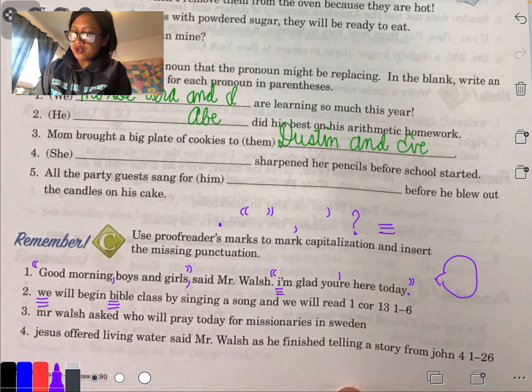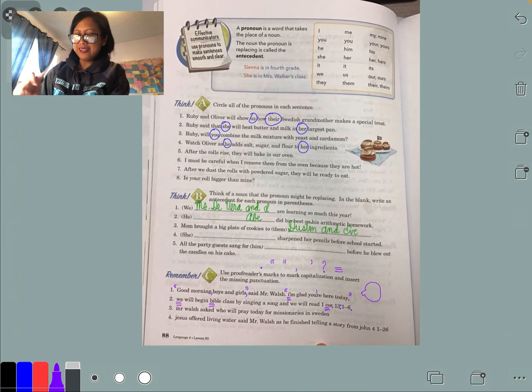We will begin by singing a song. Song doesn't need to be capitalized because I'm not naming a song. First Corinthians. Now, Corinthians needs to be capitalized, like capital C. And then I need a period after Cor because I am abbreviating Corinthians. And I need a colon after 13 because we have the chapter and then the verses. And since I'm done with the sentence, it's a declarative sentence, I'll put a period. So that's what it looks like, right? At our meeting, we'll finish up with 3 and 4, all right?